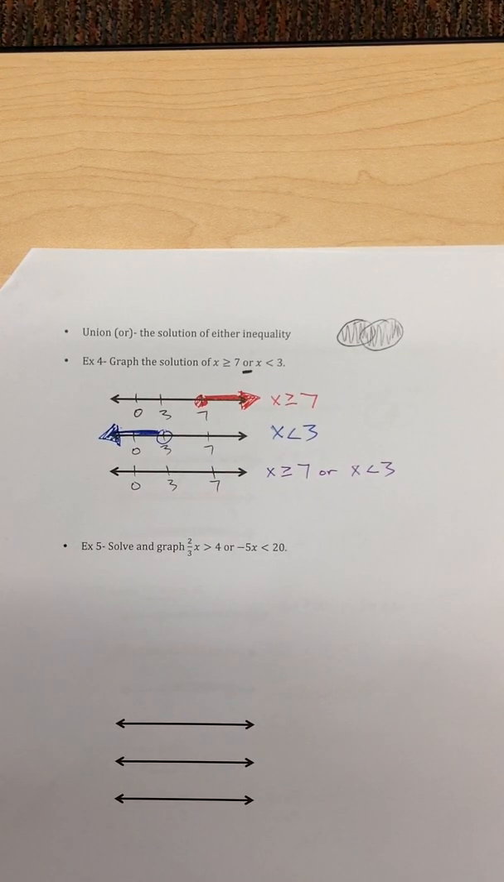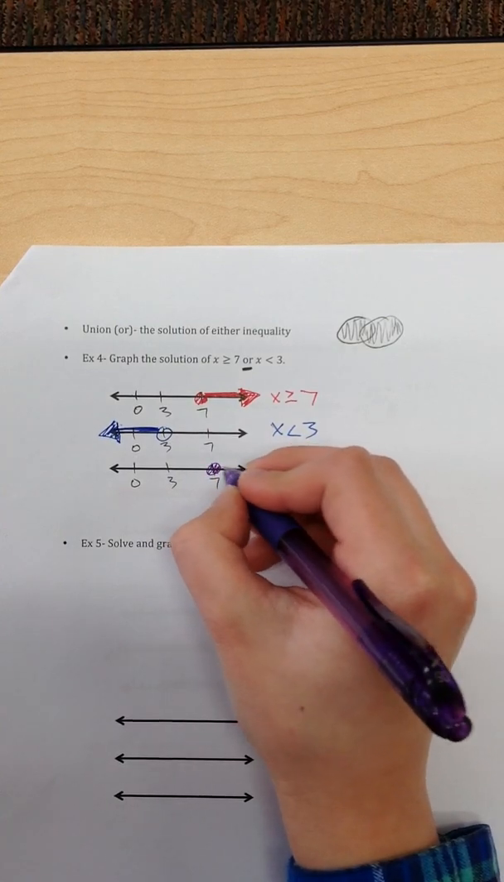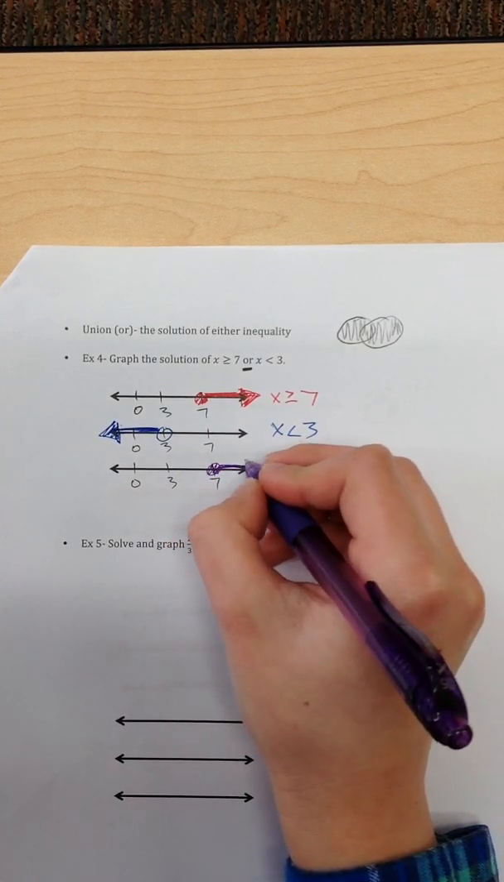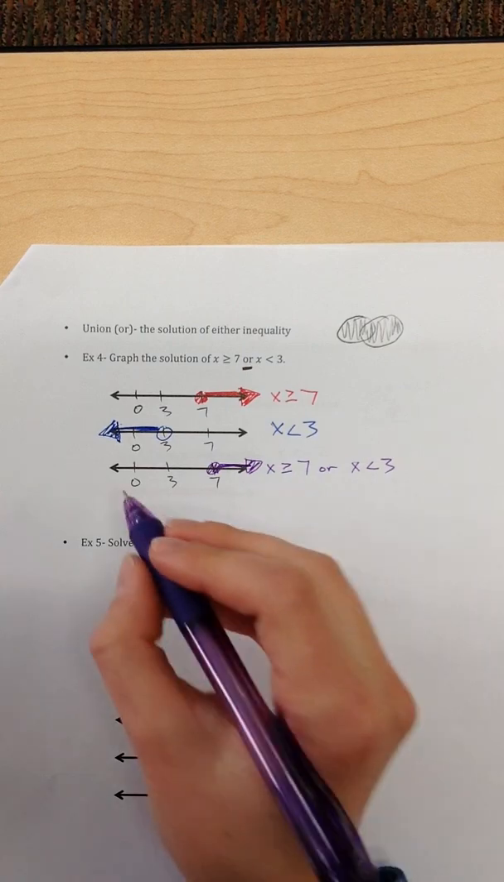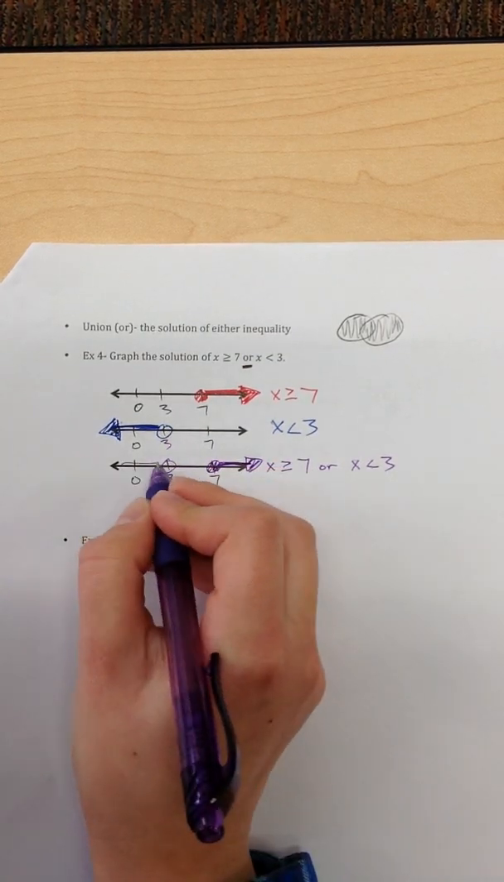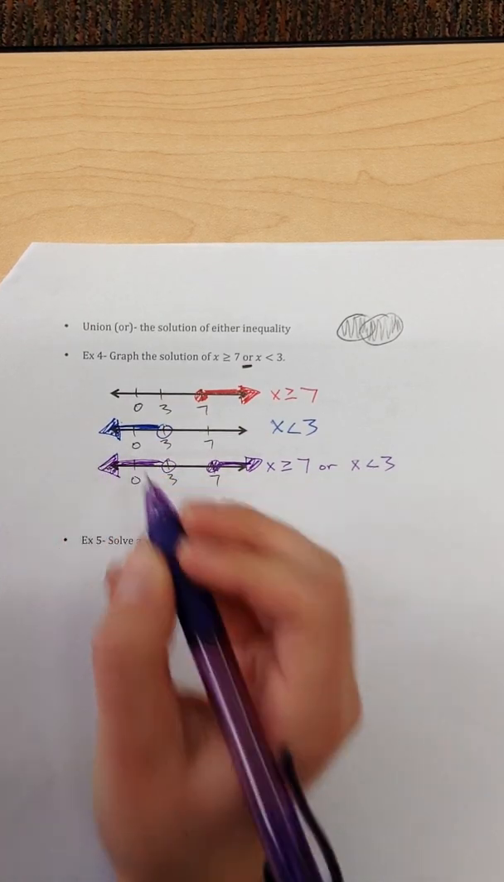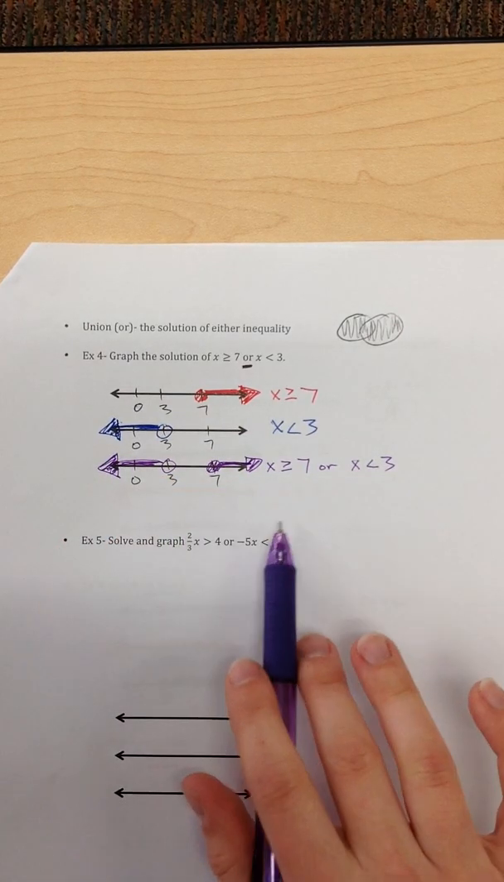And then when you graph them, you want things that are in either one of the groups, so it could either be in the red graph, so closed on 7 going to the right, or it could also be on the blue graph, open on 3 and going to the left. Okay, the answer here could be either one of those things.